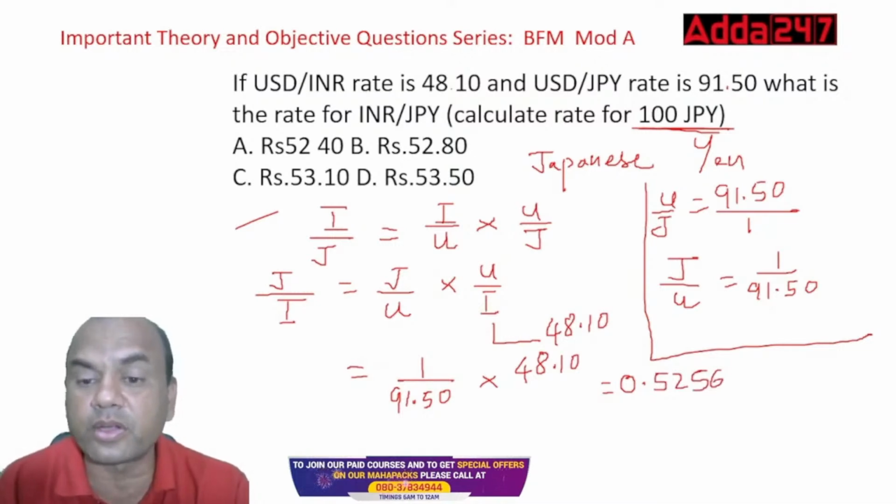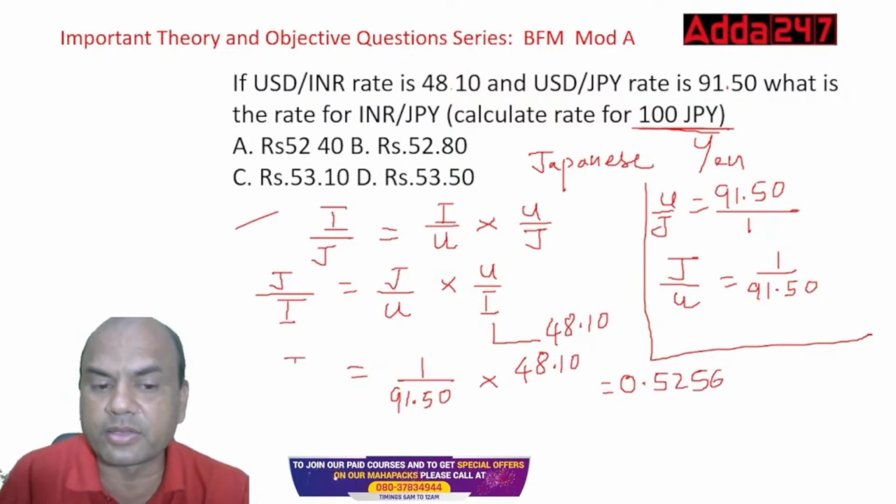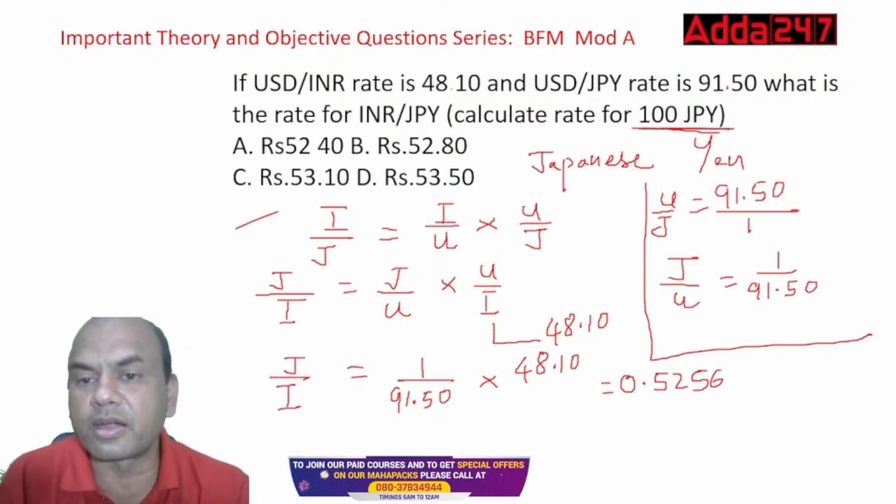0.5256. Now this is for what? This is JPY to INR. Okay, JPY to INR. But they want it for what? 100 JPY. So multiply this by 100. So it will be 52.56. Where's the answer? Check this.